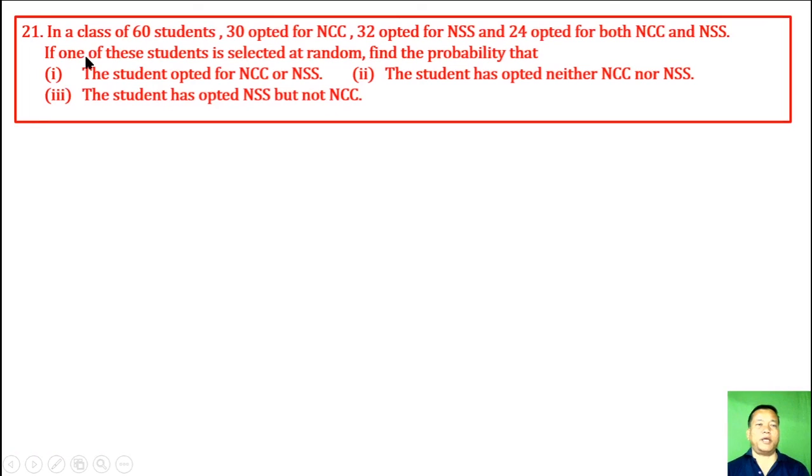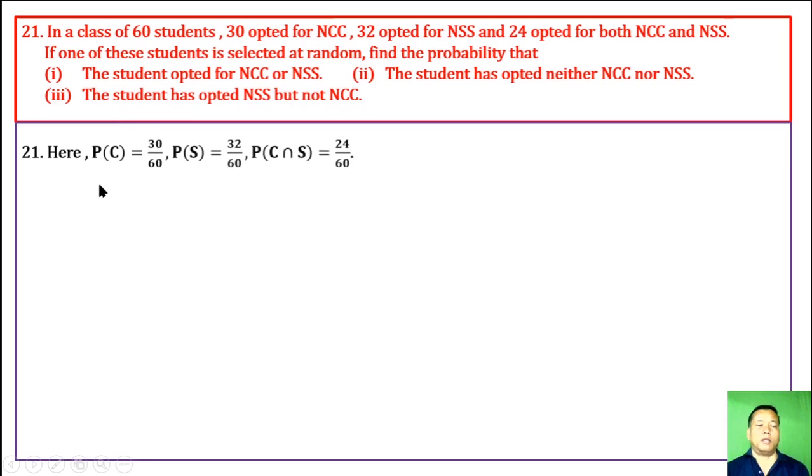Number 21. In a class of 60 students, 30 opted for NCC, 32 opted for NSS, and 24 opted for both NCC and NSS. If one of these students is selected at random, find the probability that the student opted for NCC or NSS, the student has opted neither NCC nor NSS, and the student has opted NSS but not NCC.